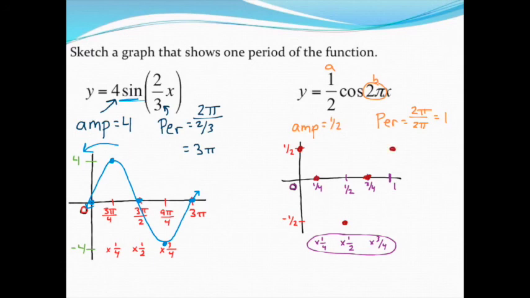So once again, as best you can, make that nice smooth cosine wave that goes through those points. You may want to extend it to remind yourself that it keeps on going up and down forever and ever. But there, in my opinion, is a very beautiful cosine wave, at least one period of that cosine wave.